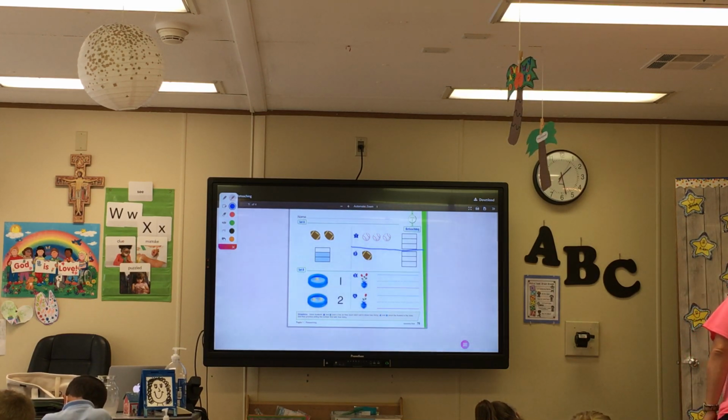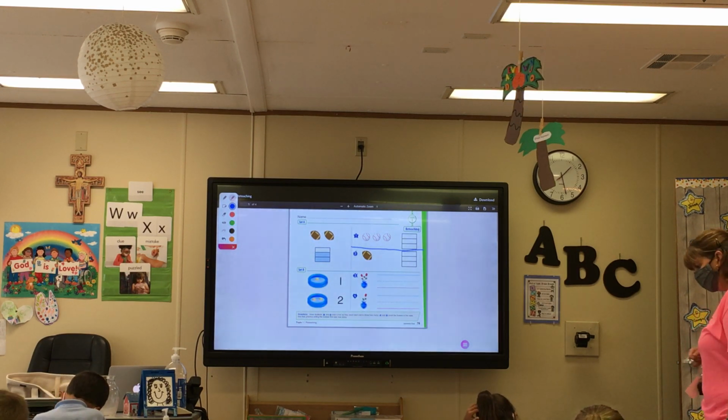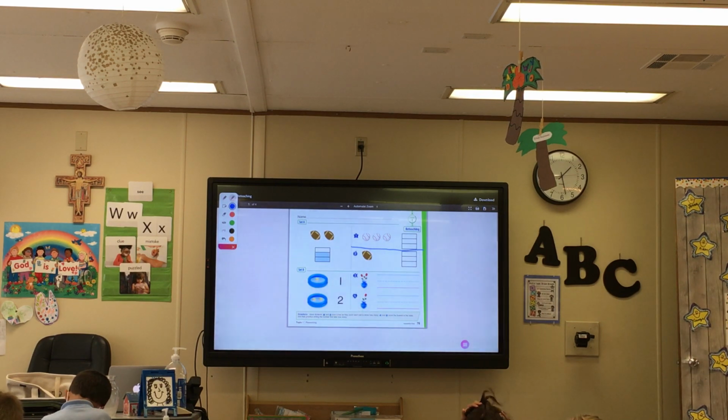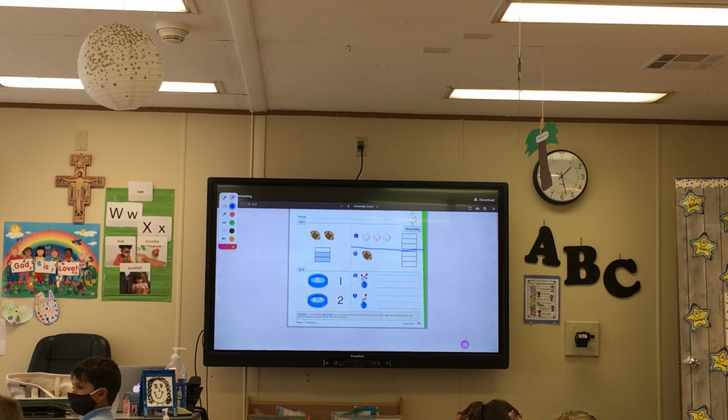So count how many footballs and how many baseballs. Very good. Number from the bottom. Keep going. You count all the baseballs. Remember, start at the bottom when you color. Careful, look at your football. And look at where you started all of them.